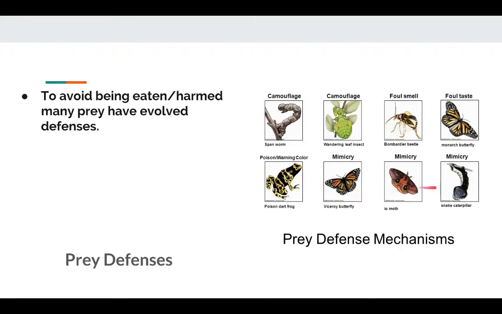So the last three, really, they don't taste bad, they don't smell bad, but they've mimicked organisms or species that do. So you can see the viceroy butterfly mimics a monarch butterfly. So a predator is not going to take chances on a butterfly that looks like the monarch, knowing that it already doesn't taste so hot. And then even the snake caterpillar, this guy's gone above and beyond, making itself look like a large snake, something that could actually hurt the predator.